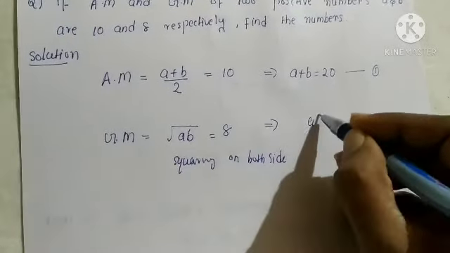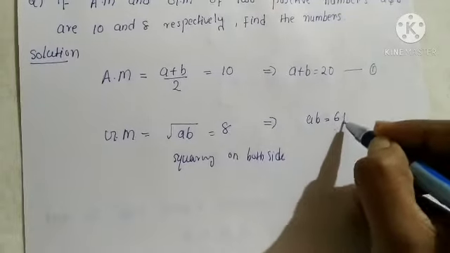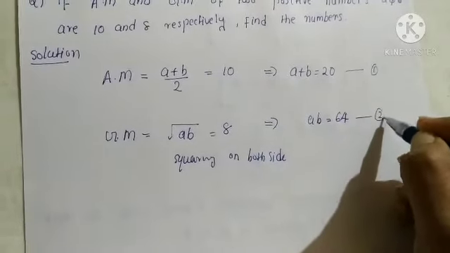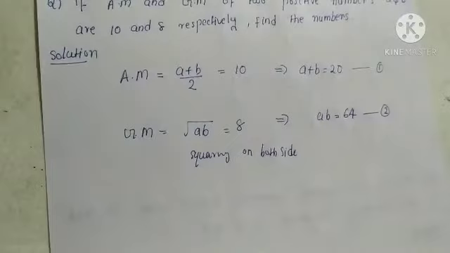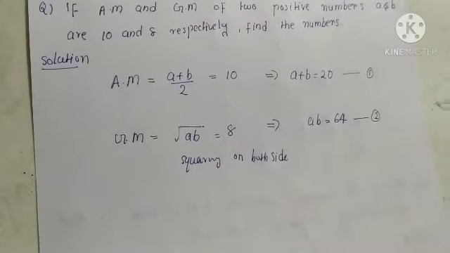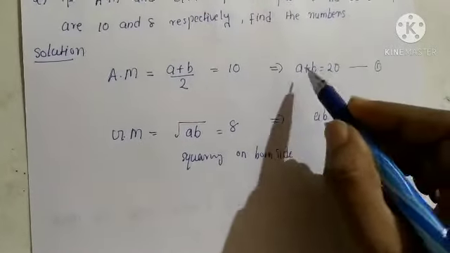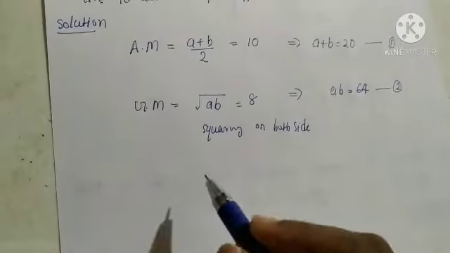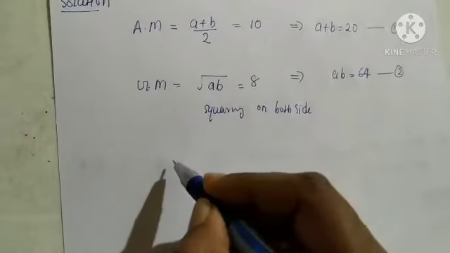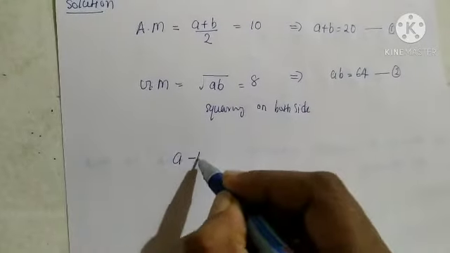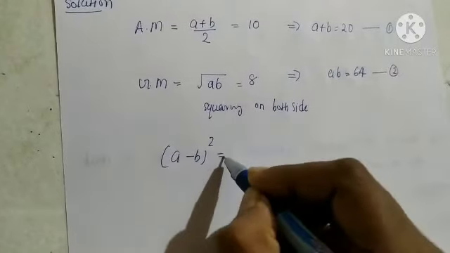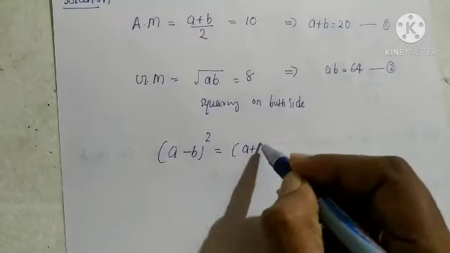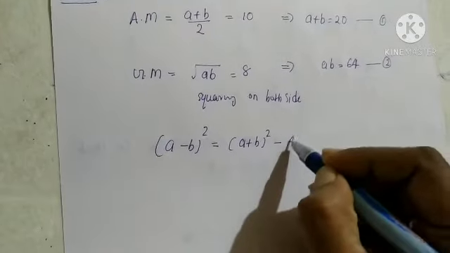Here we get AB equal to 8 square is 64, and let's name it equation number 2. So in this question we need to find out the values of A and B. Using one of the famous identities, A minus B whole square can be written as A plus B whole square minus 4AB.